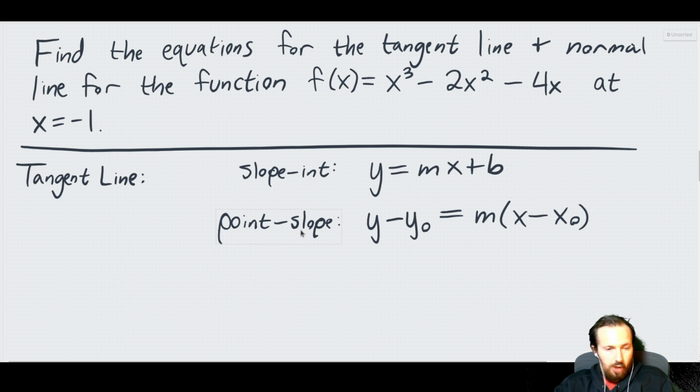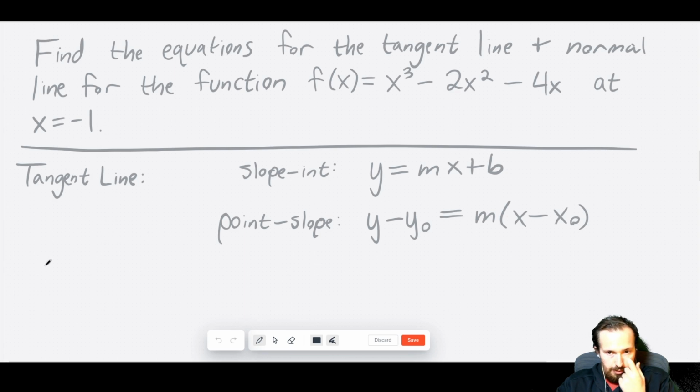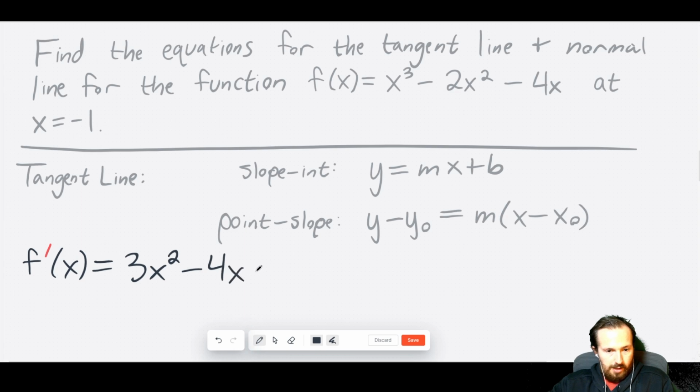Hopefully, you already know how to find the slope of a tangent line. Remember, the slope of a tangent line at every single x value is given by the derivative of the function that it's tangent to. So if this is our function, and we want to find the slope of the tangent line, we should basically just take the derivative of that. So if I do f prime of x, that'll be 3x squared minus 4x minus 4. And then if I want to find the slope of the tangent line at a specific point here, x equals -1, then I can just plug in x equals -1 into that.